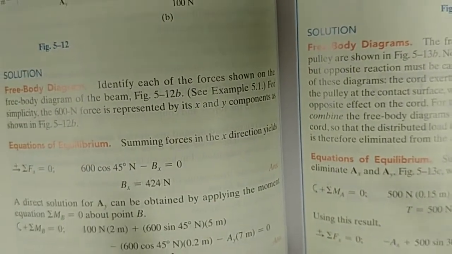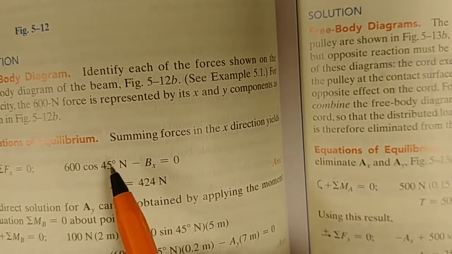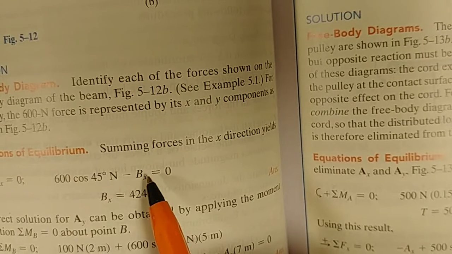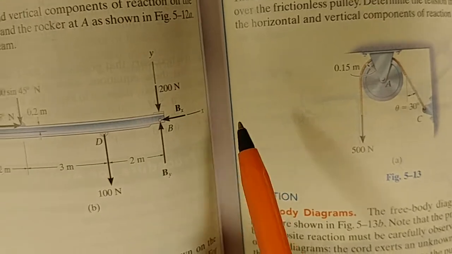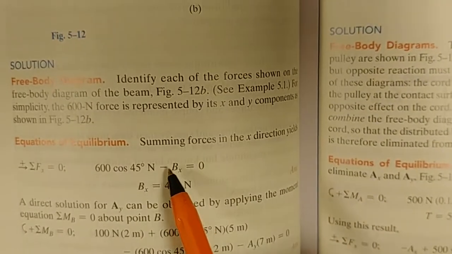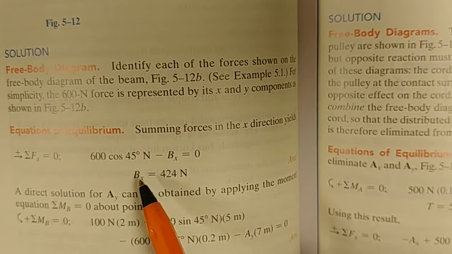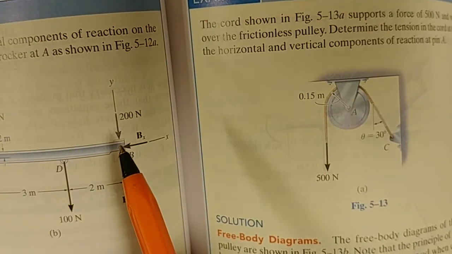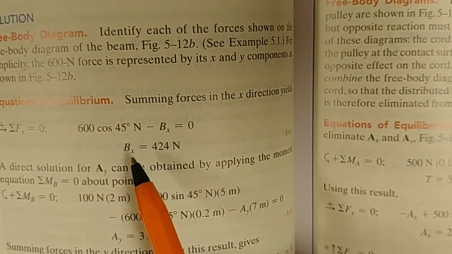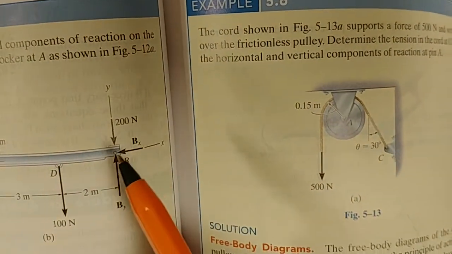But say now, guys, we had said Bx is acting to the right. Then we would have said 600 cos 45 plus Bx equals 0, because both these arrows would be going towards the right. But in equilibrium, obviously that doesn't make sense, right? So if we had said Bx is going to the right, then we would have calculated Bx to be minus 424, which means, oh, it's actually acting to that side.